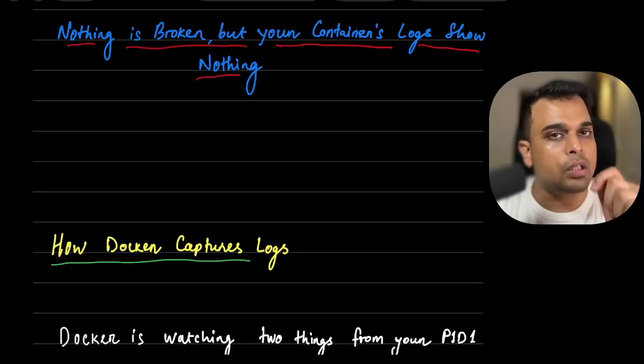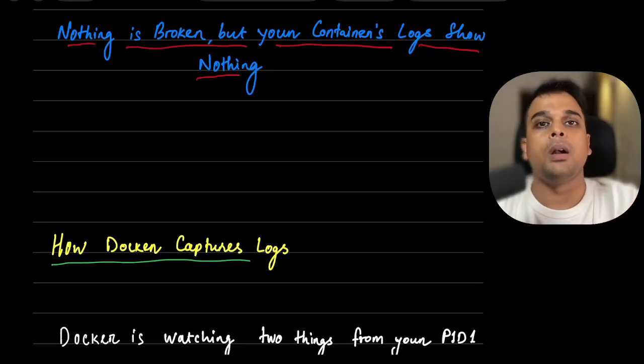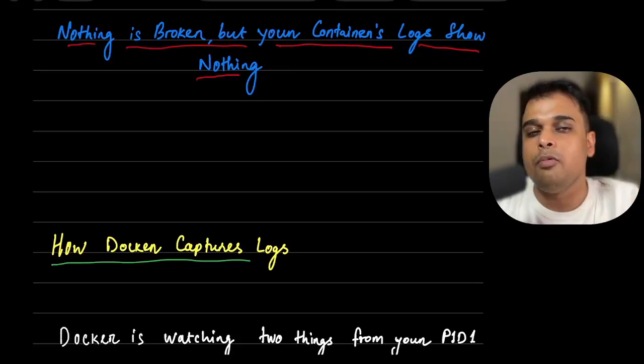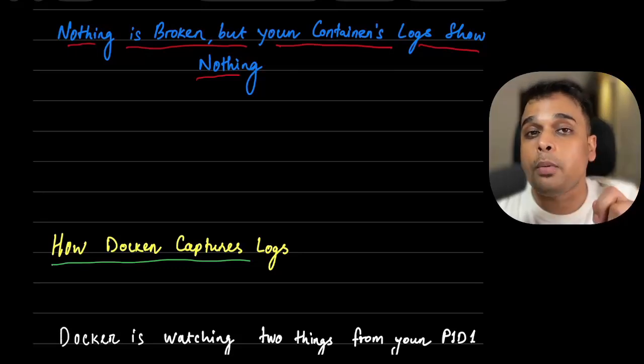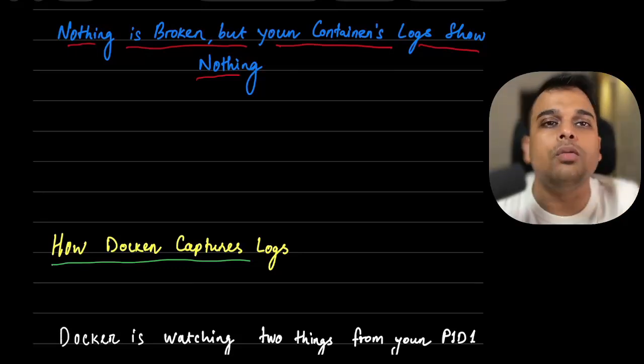The logs were actually not missing. The application was generating the logs all the time, but I was just looking in the wrong place. The app was writing the logs somewhere where Docker could not even see. And that part is very annoying because nothing was actually broken. Docker was doing exactly what it was supposed to do. But the real problem was the way the application was configured.